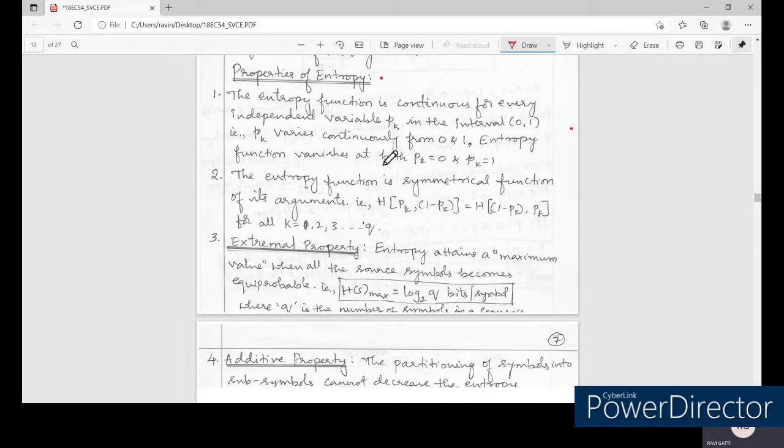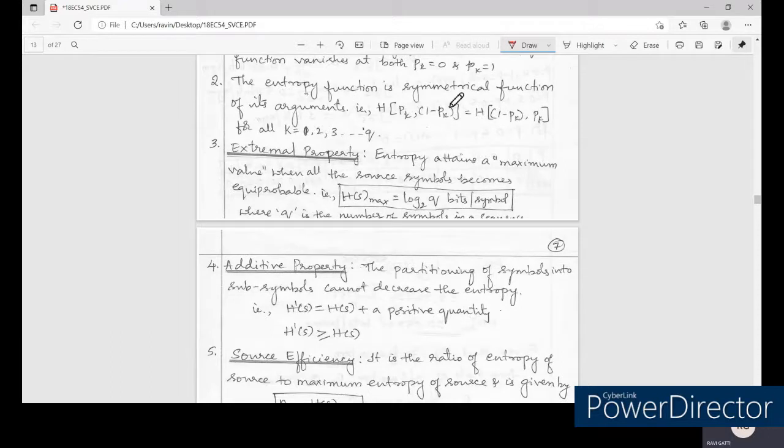The second one is that the entropy function is a symmetrical function. Since the sum of probability values is equal to 1, if there is any variation in one probability value, then a subsequent variation will happen in the other probability values. Therefore the entropy is a symmetrical function. That is, if I have two source symbols with probability values pk and 1 minus pk, whether you do the calculation in this manner or in the reverse manner, the entropy will be the same.